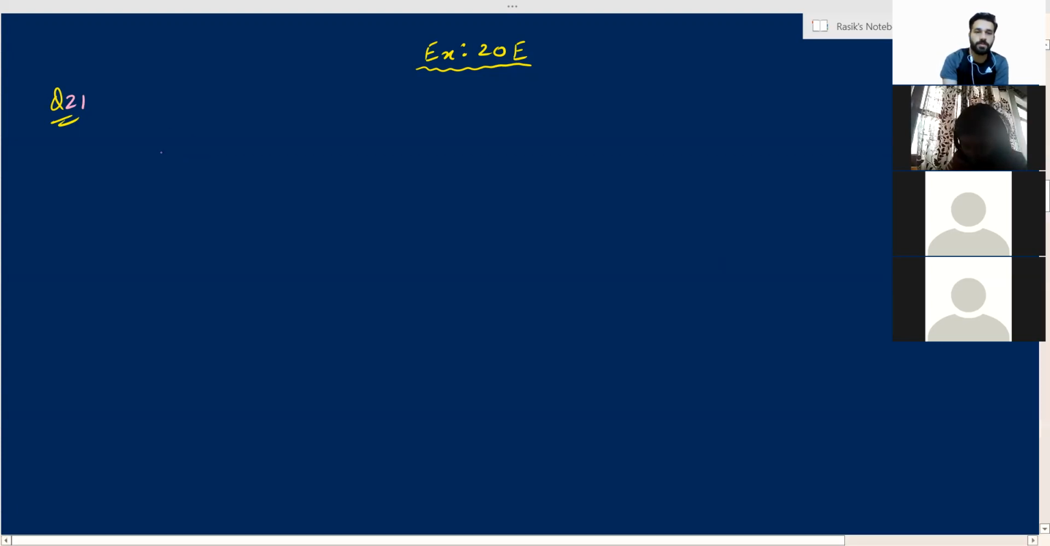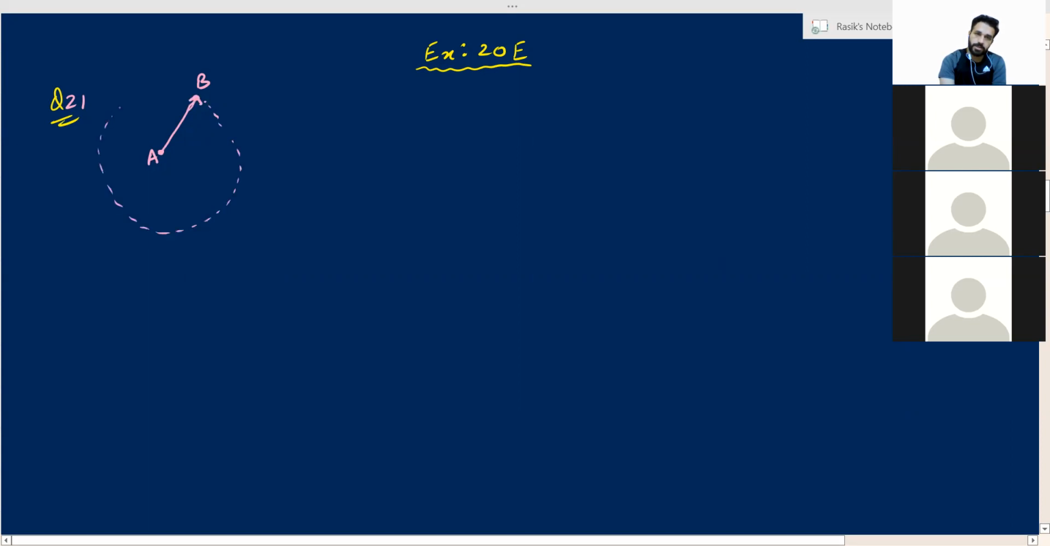What is the meaning of tip of a minute hand or an hour hand? Suppose this is your minute hand of a clock. Suppose this is point A, the center, and this is point B. Point B is the tip of the minute hand. So when the minute hand rotates, the tip can complete a circle. It will cover the whole circle in 60 minutes, 1 hour.